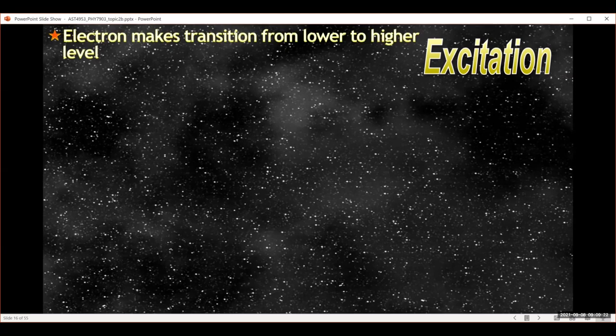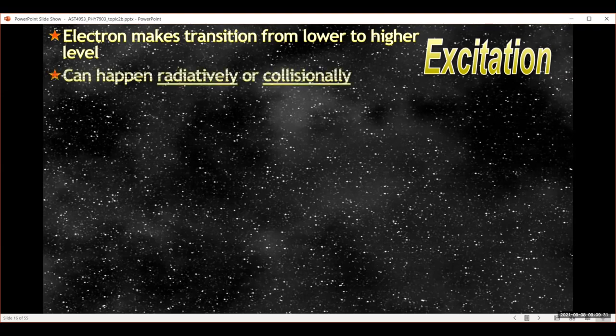So in an atom, when you have an electron and it jumps from a lower level to a higher energy level, we call that excitation. The electron is excited, it has more energy. And that can happen either radiatively or collisionally. Radiatively means that it absorbed a photon. So the right energy photon came along, the electron absorbed it and jumped up to the higher energy level. Or it can happen collisionally. You can have atoms that collide with one another, and some of that kinetic energy is transferred to the electron, which allows it to jump to a higher level.